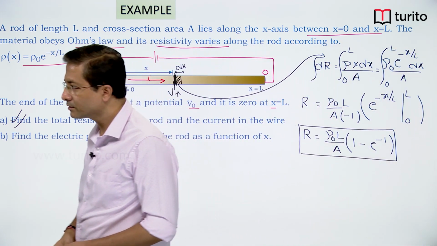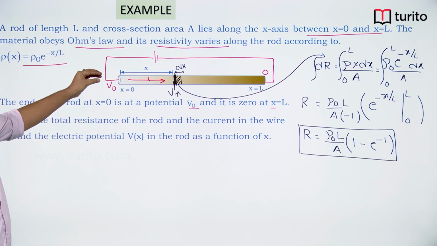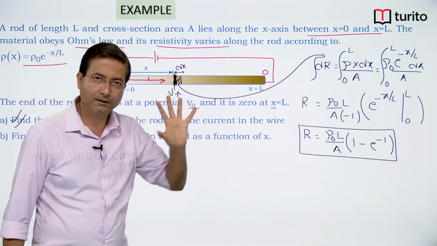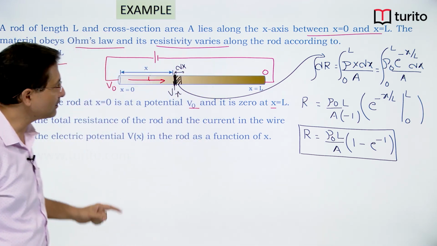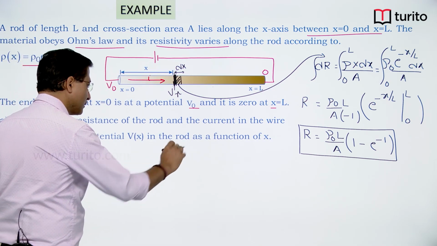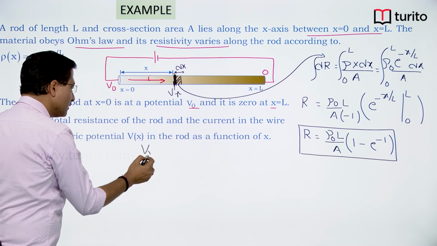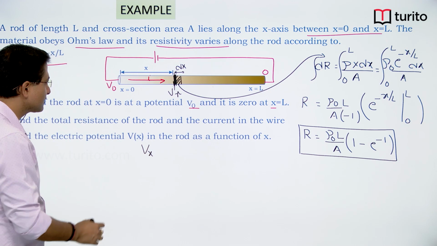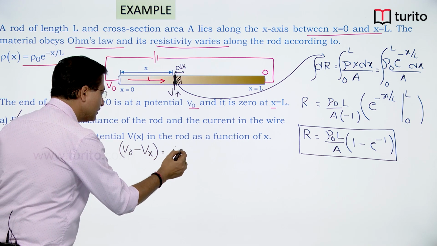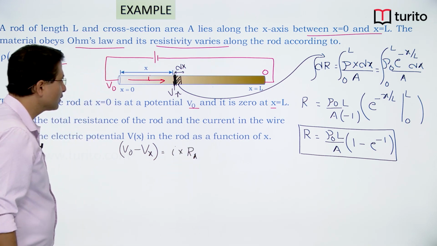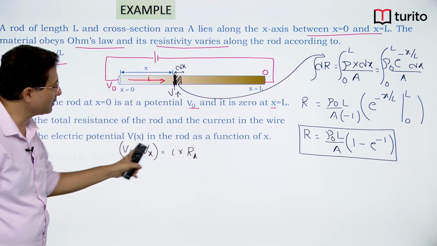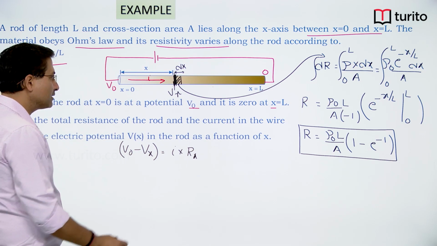When you connect it to a source, through every cross section the current will be the same. Whatever enters here must come out. If the current is the same and it is following Ohm's law, then I can write the potential difference V0 minus Vx is equal to I into the resistance of this part. So, I need the resistance of this part only. Current into resistance will give you the potential difference.